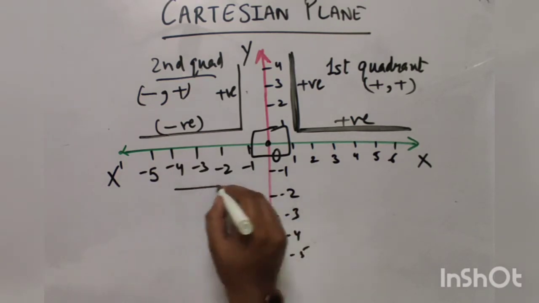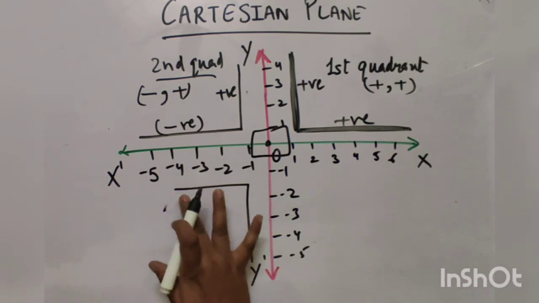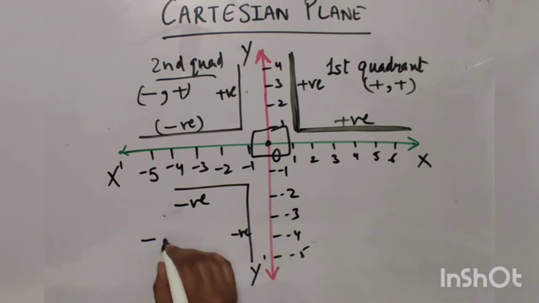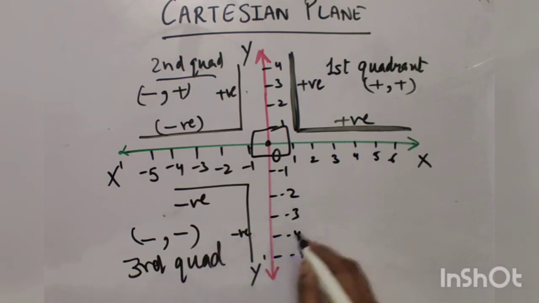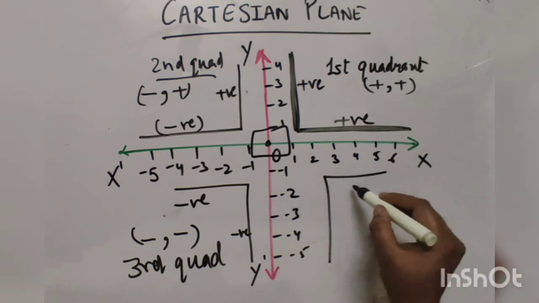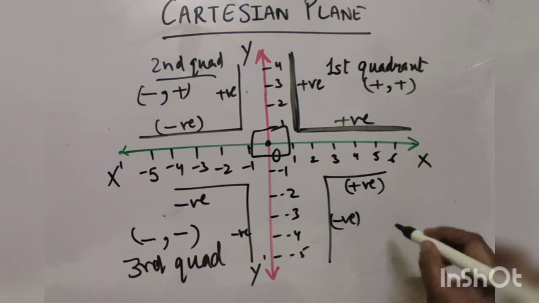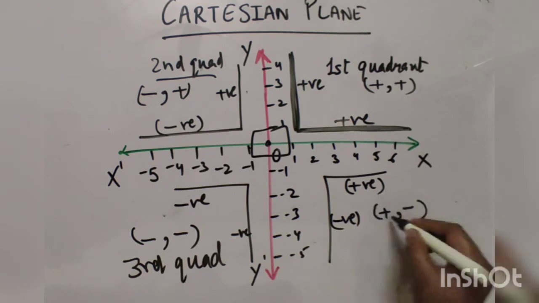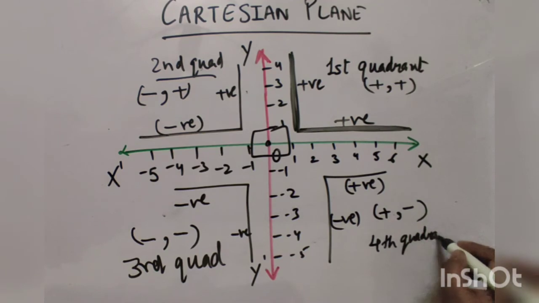Similarly, here also we can notice the same thing. Here is positive, here are negative numbers, here also are negative numbers. So we can call this third quadrant a negative quadrant, right? Now, on the other hand, at this side, the horizontal axis has positive numbers, the vertical axis has negative numbers. So this quadrant also has positive and negative numbers both. So this is my fourth quadrant, right?